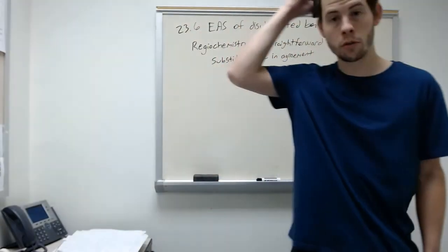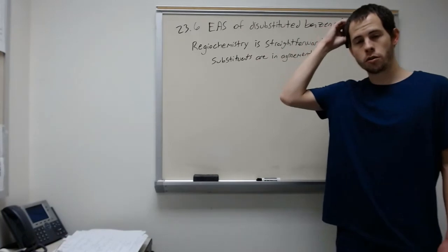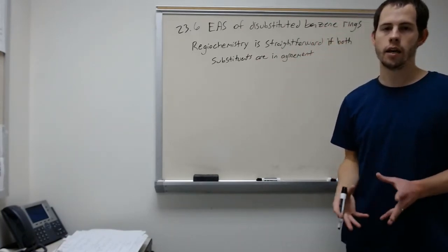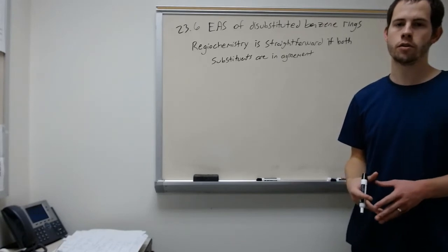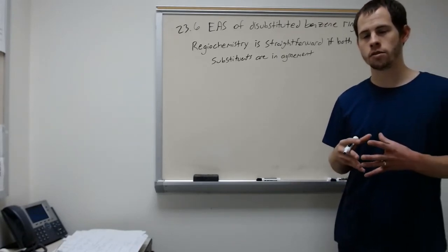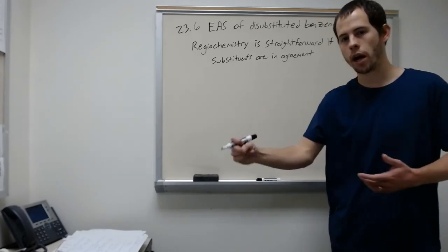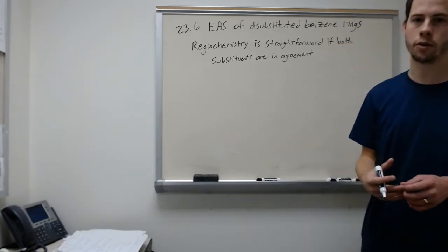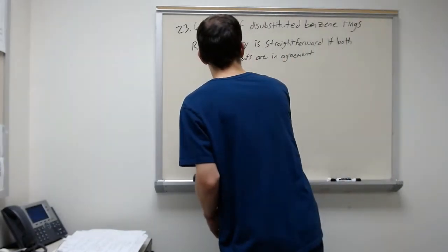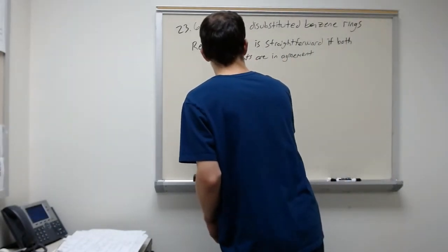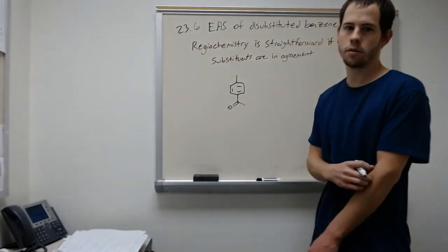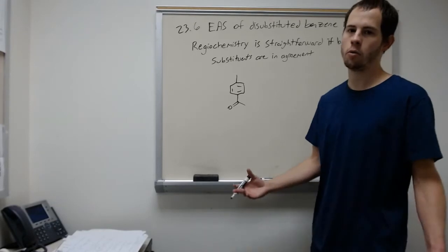Alright, so the first thing we'll look at is the regiochemistry, so that's the position of where the electrophile adds, and it's pretty straightforward if the substituents are in agreement. And so what do I mean by that? I mean that if the substituents direct to the same spot, then that's where the electrophile is going to go, and there's no question about it. So for example, we take this di-substituted benzene ring here, and we want to do a nitration.